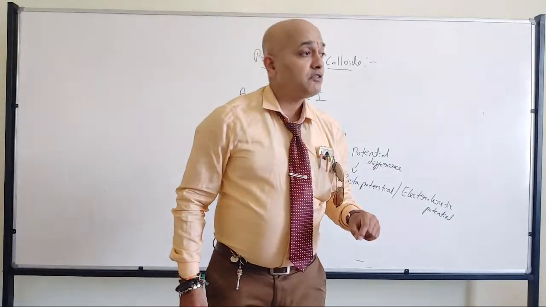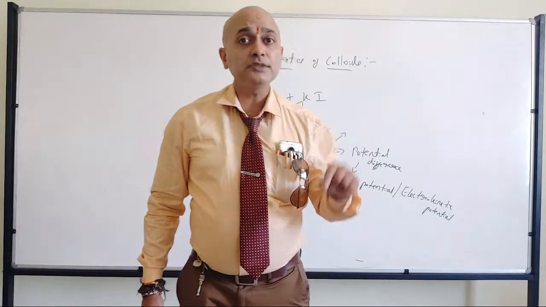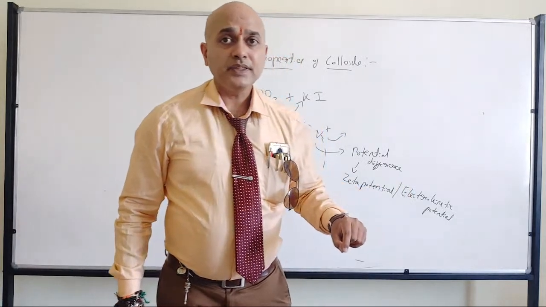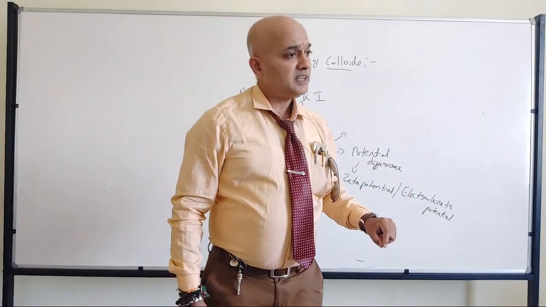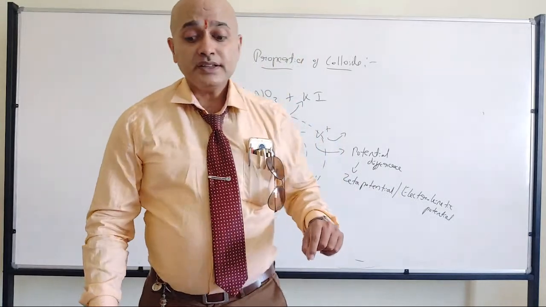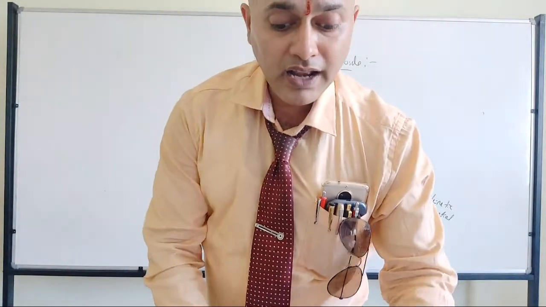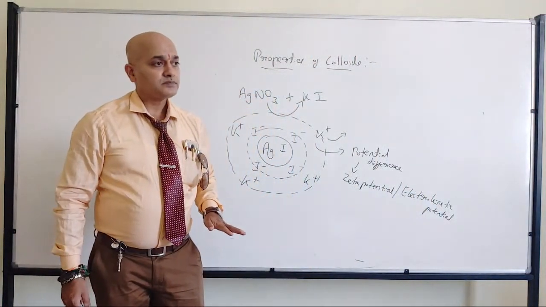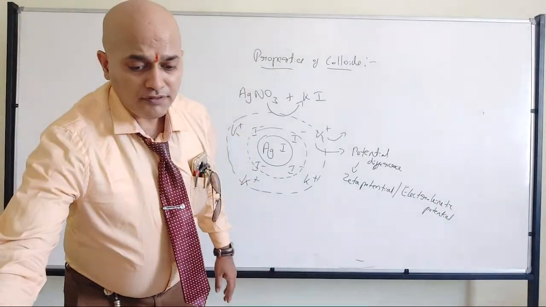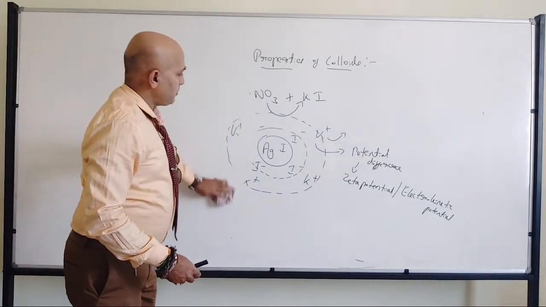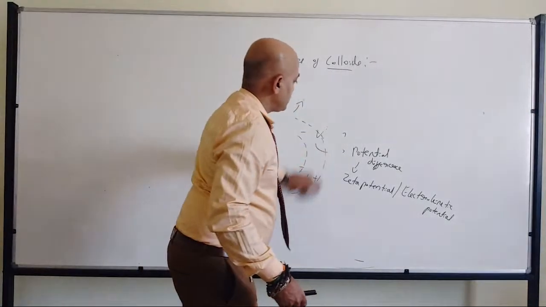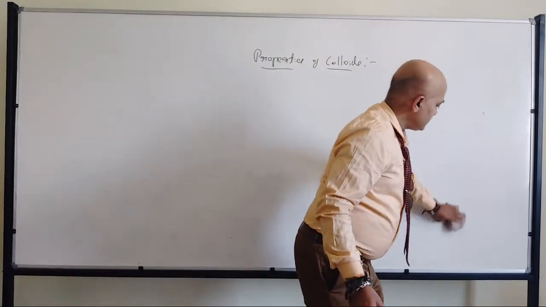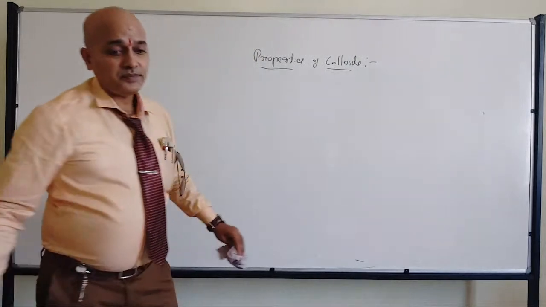So why will this potential be created? That is due to the charge present on the colloidal particles. Whether I am clear? So this zeta potential will be created due to the charge on the colloidal particles. Fine. These are some of the properties which we have to discuss. Now we will move to the next one, in another 5 minutes.